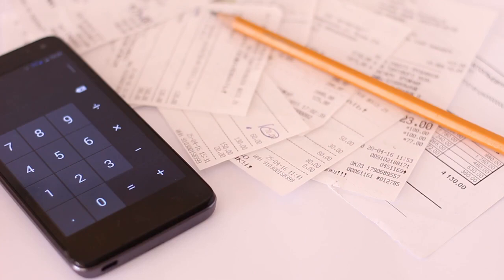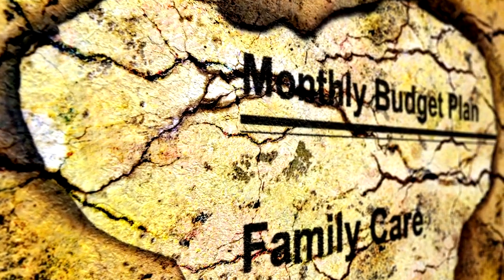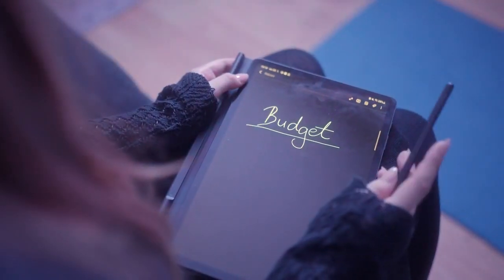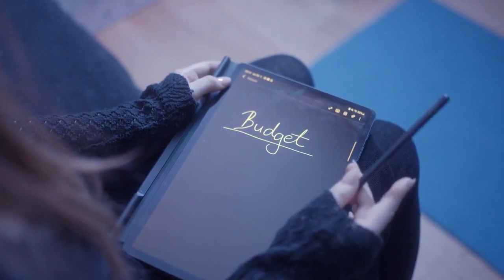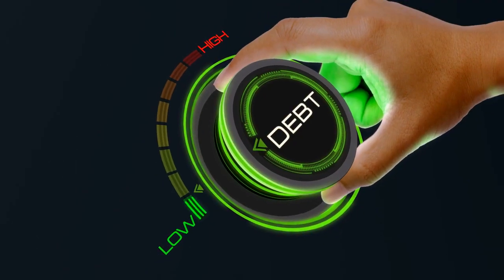Monitor and adjust. Budgeting is an iterative process, so be prepared to monitor your progress regularly and make adjustments as needed. Review your budget monthly to track your spending, reassess your financial goals, and adapt your budget accordingly based on changes in your income or expenses. By creating a budget that aligns with your financial goals and priorities, you lay the foundation for effective debt management and overall financial well-being.